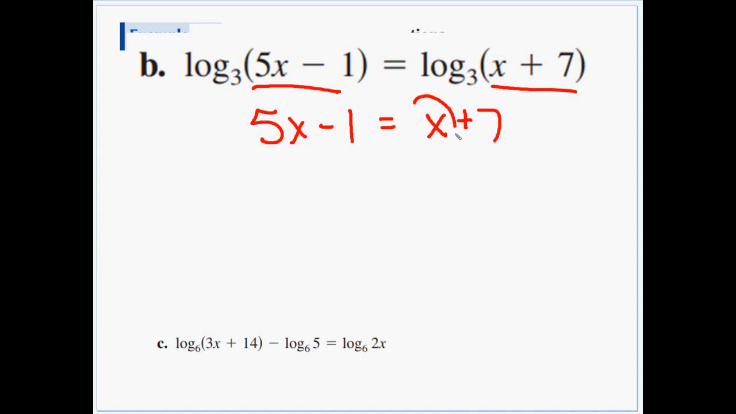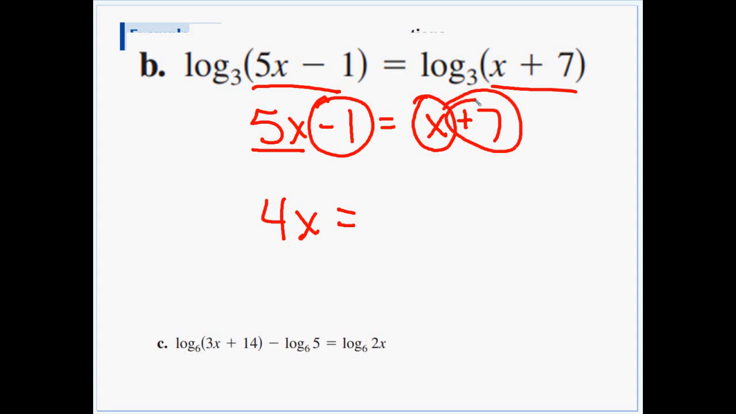So let's see, I'm going to subtract x from each side. So now this 5x minus x is going to be a 4x. And then I'm going to get rid of this minus 1 by adding it to both sides. 7 plus 1 is 8. Ooh, this looks like it'll come out nice and clean. Let's divide by 4. X equals 2.